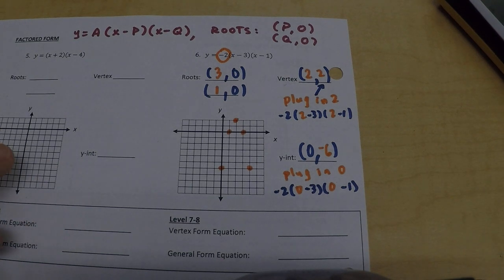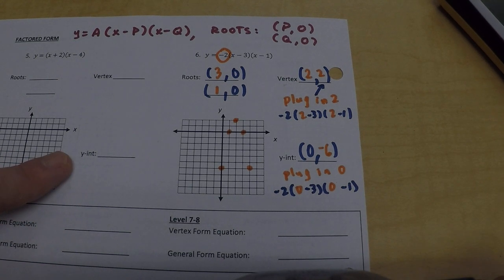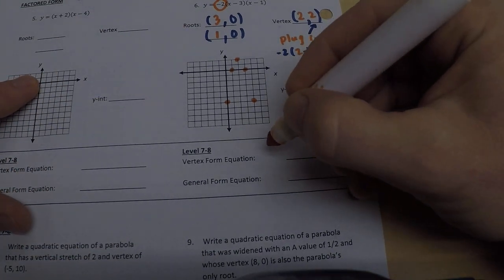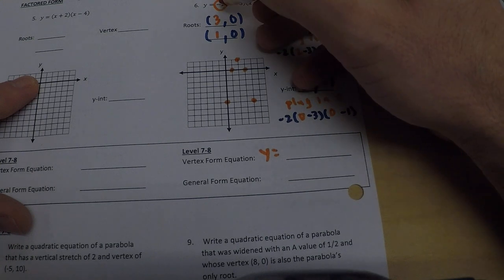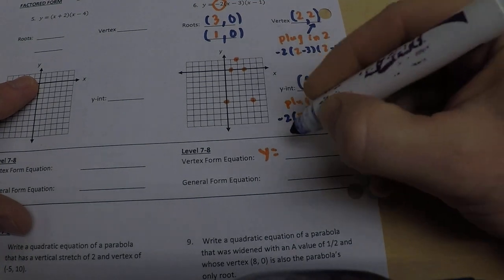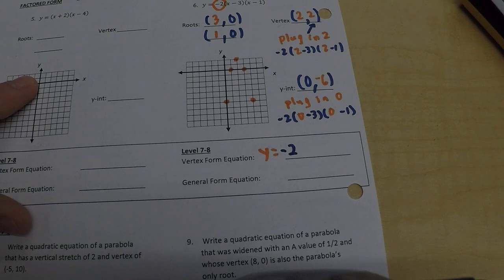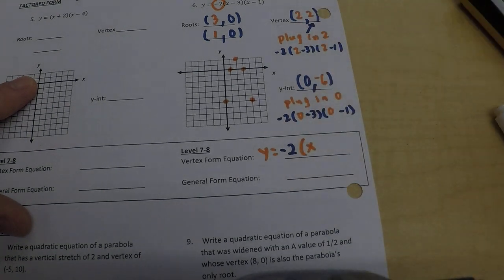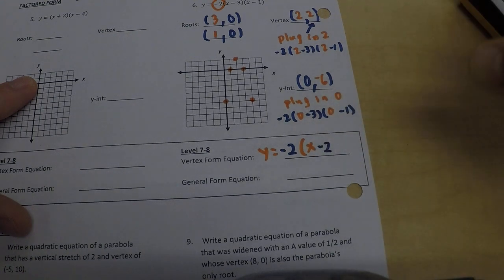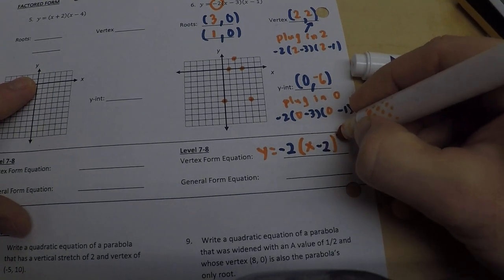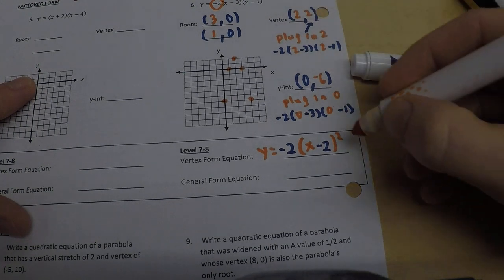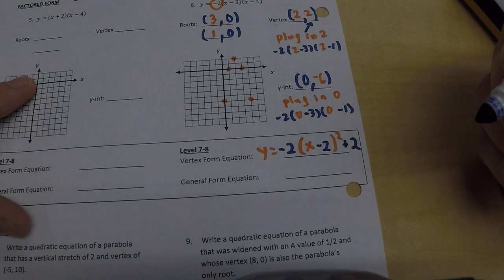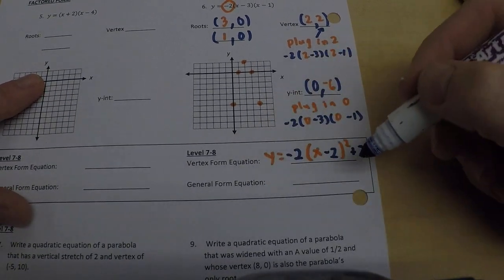All right, now we're going to write the vertex form equation of this and the general form equation. Vertex form is easier. We just need the a value, which is -2 in front. So a value of -2. We move to the right 2. So I'm going to go -2. And we square, and then we go up 2. So +2 at the end.